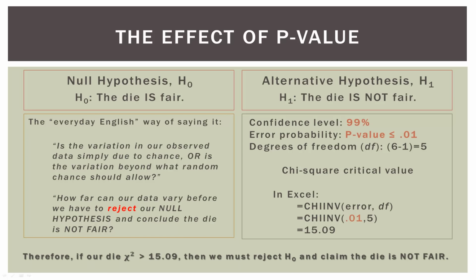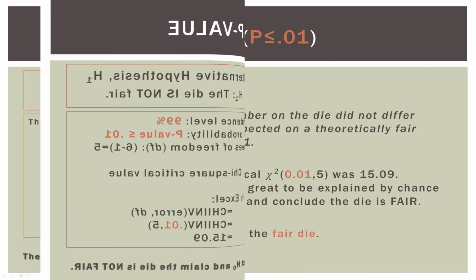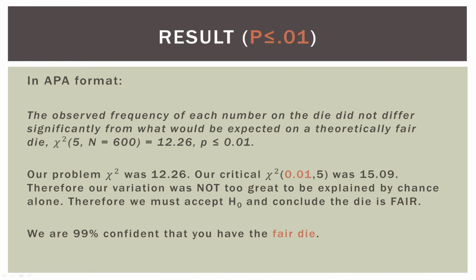So therefore, if our die chi-square is greater than 15.09, then we reject our null and claim the die is not fair. Again, in APA format, we would say the observed frequency of each number on the die did not differ significantly from what we would expect on a theoretically fair die. And everything there is the same, 5 degrees of freedom, 600 rolls. Our observed chi-square was 12.26, that didn't change, but our p-value did, so we have a p of 0.01.